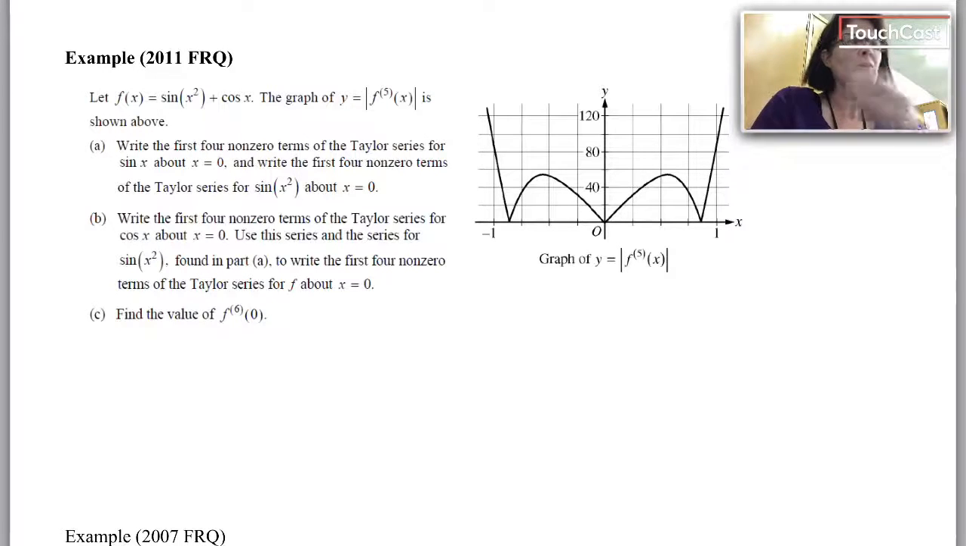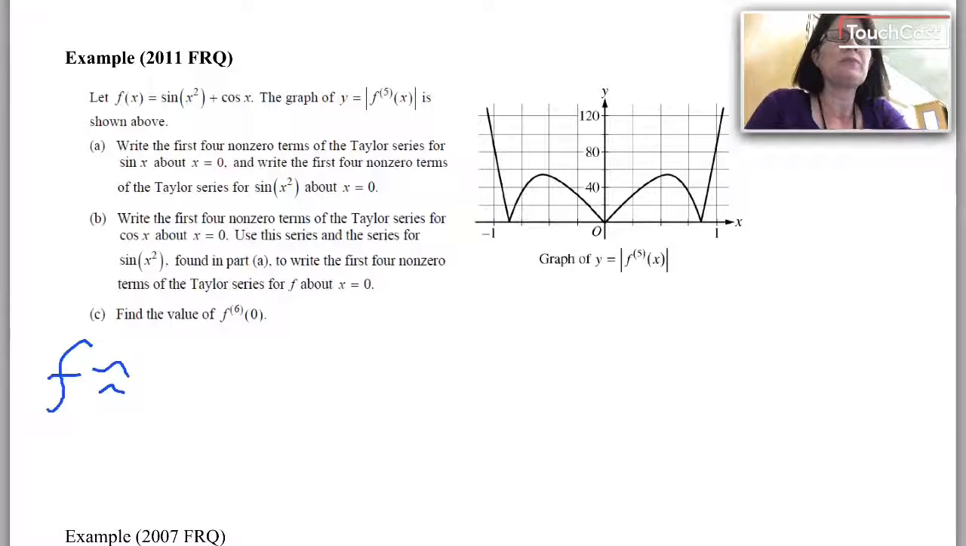So let's just bring together what we were working on in class today. To finish up letter B, we wrote out our series for sine of x squared, we wrote out our series for cosine of x, and we used that to write the first four terms of f. So you could say that f is approximately equal to, and I'm saying approximately equal because I'm going to chop off my polynomial. If I wrote all the terms to infinity, then I could use exactly equal.